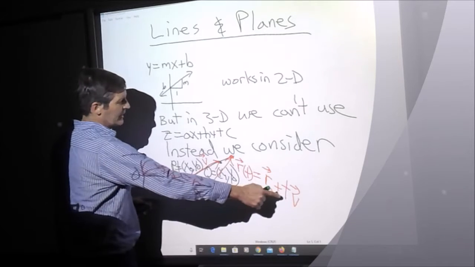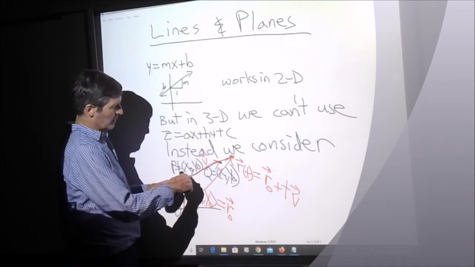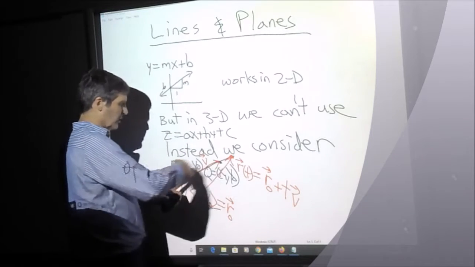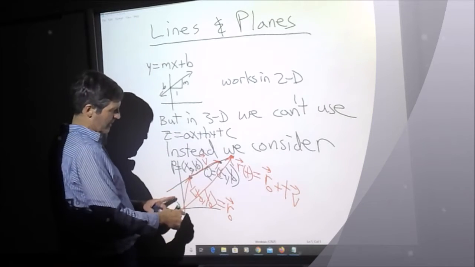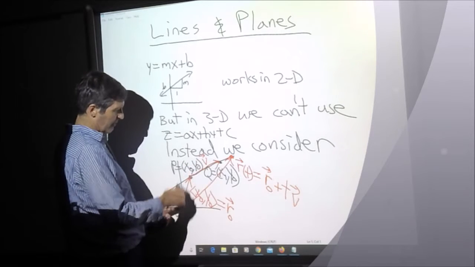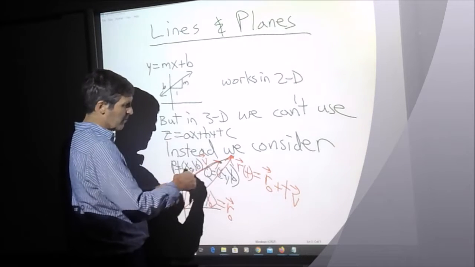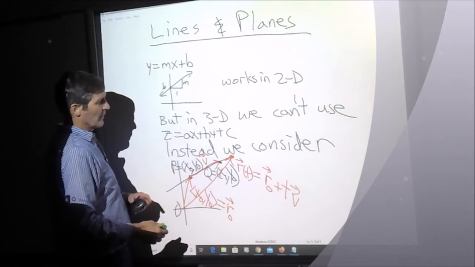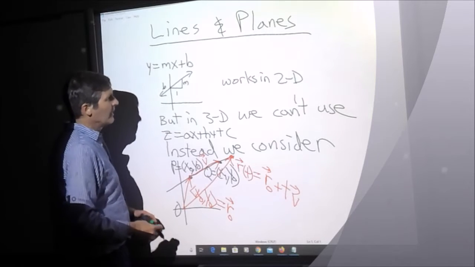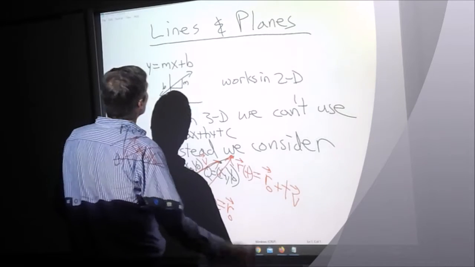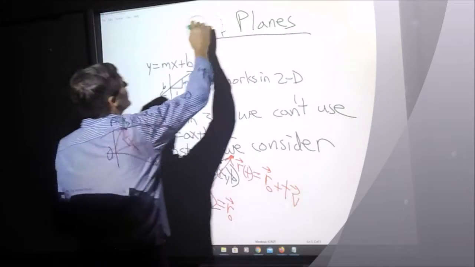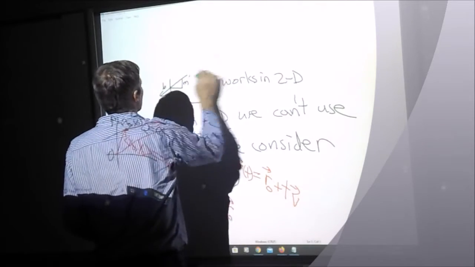And by letting t vary over all real numbers, I can go as far out in this direction or as far out in this direction as I want. Any point here, I can get by going up here and then moving along this, some multiple of this vector. So that's how we're going to write parametric equations for a line in 2 dimensions and then extend it to 3 dimensions.